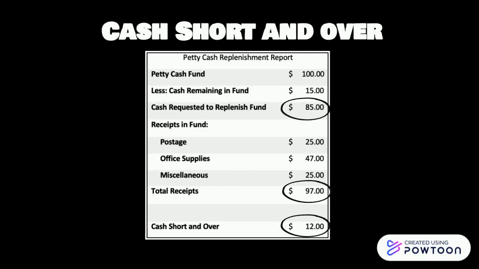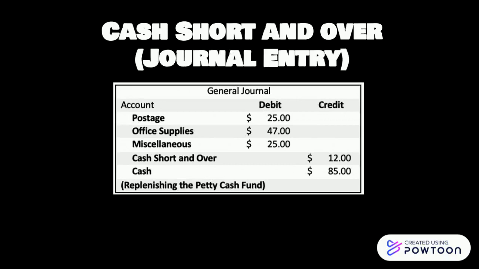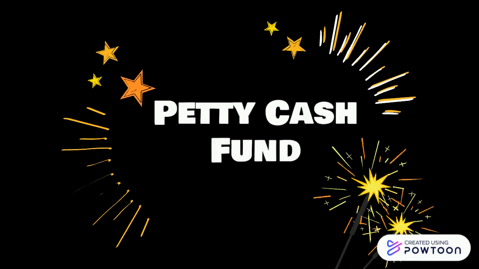Cash over and short is a temporary account that can have either a debit or credit balance depending on the situation. A debit balance increases expenses while a credit balance decreases expenses. This temporary account is then credited in the general journal to account for any surplus or shortfall which occurs. And this is the entire process for a petty cash fund.